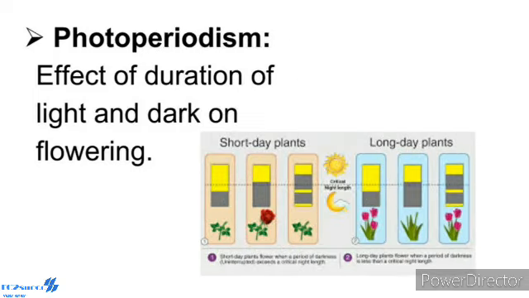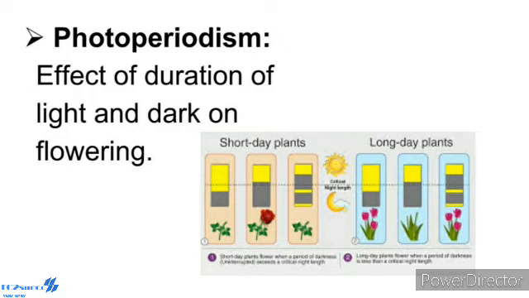Next one, photoperiodism, the effect of duration of light and dark on flowering. The effect of photoperiod, or daily duration of light period, on the growth and development of plants, especially flowering, is called photoperiodism. The role of photoperiodism in the control of flowering was demonstrated for the first time by W. W. Garner and H. A. Allard in the year 1920.